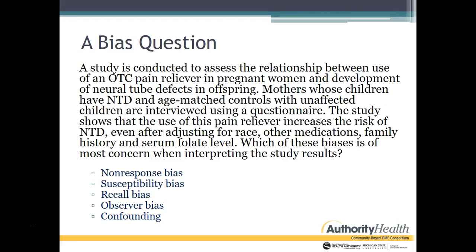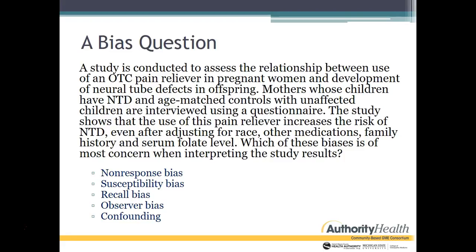So let's do a quick bias question. A study is conducted to assess the relationship between use of an over-the-counter pain reliever in pregnant women and development of neural tube defects in offspring. Mothers whose children have neural tube defects and age-matched controls with unaffected children are interviewed using a questionnaire. The study shows that the use of this pain reliever increases the risk of neural tube defect even after adjusting for race, other medications, family history, and serum folate level. Which of these biases is of most concern when interpreting the study results?